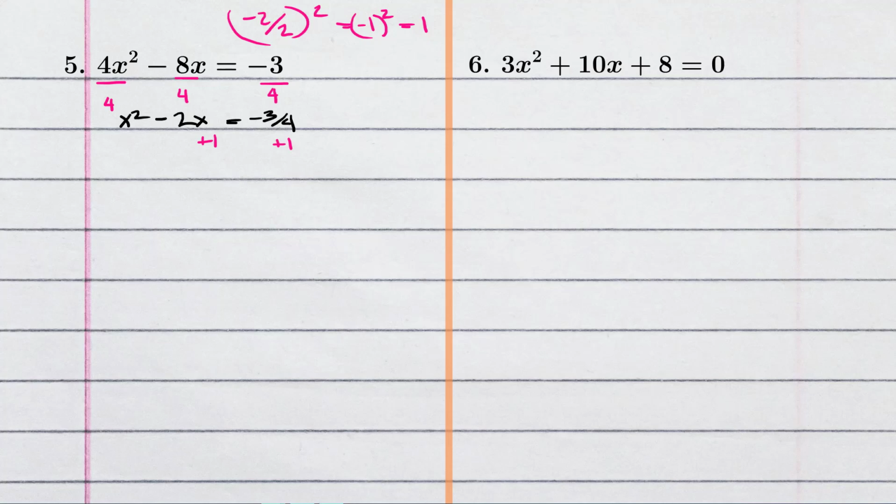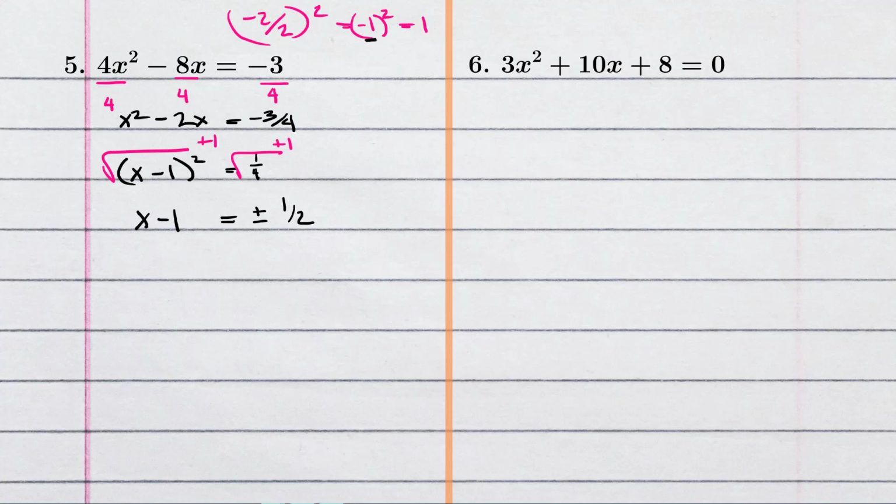And so I have x minus 1, from what we had inside the parenthesis, squared is equal to negative 3/4 plus 1, which gives us 1/4. Now I'm going to take the square root of both sides. And so that gives me x minus 1 is equal to plus or minus a half.